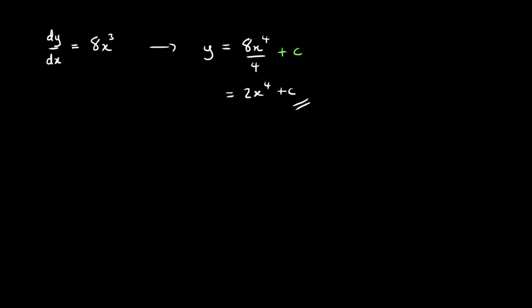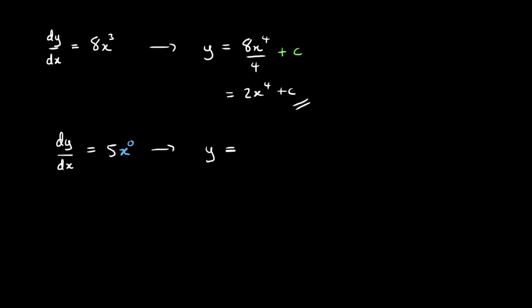However, what I didn't explain before is what happens if dy/dx is just a constant value, that is, if it's just a number. So let's say we've got dy/dx is equal to 5. How would we find out what y is in that case? Well, a way we can think about this is we can say that dy/dx equals 5 is the same as 5x to the power of 0, right? Because x to the power of 0 is just 1.